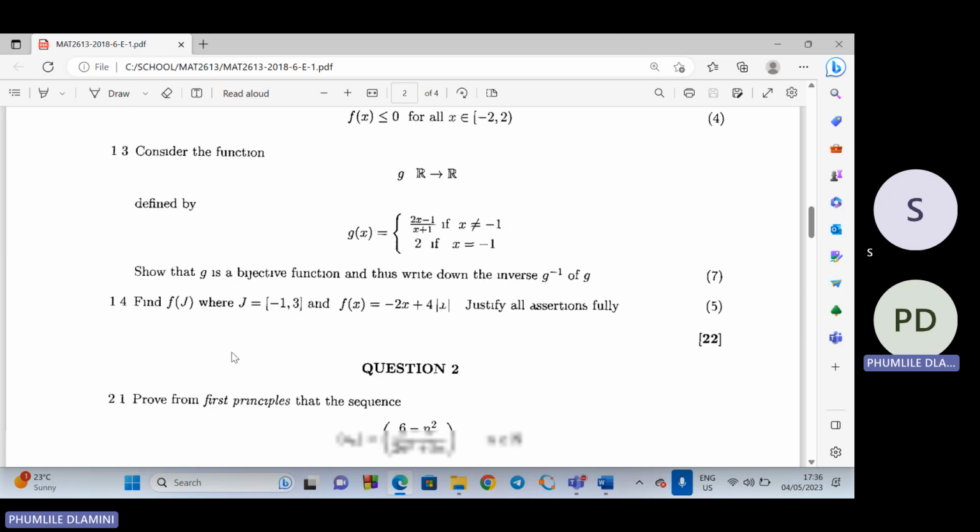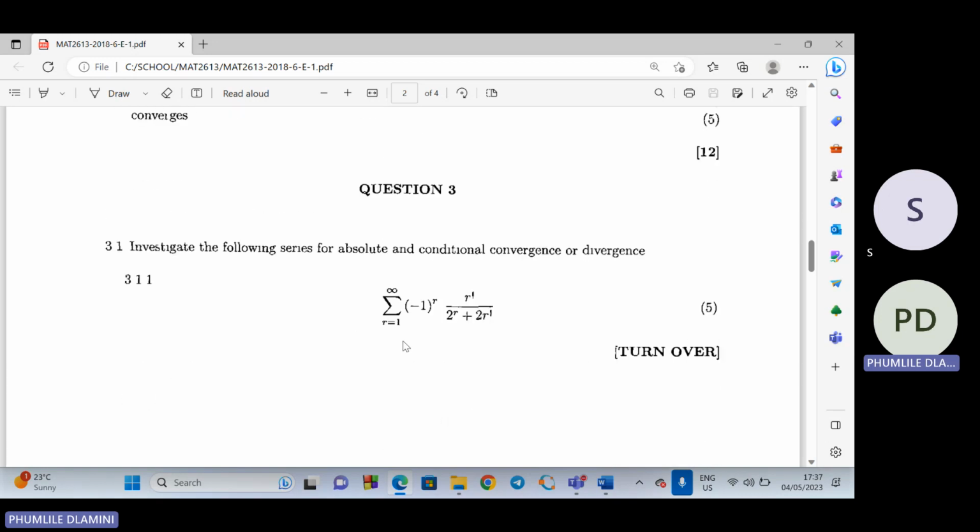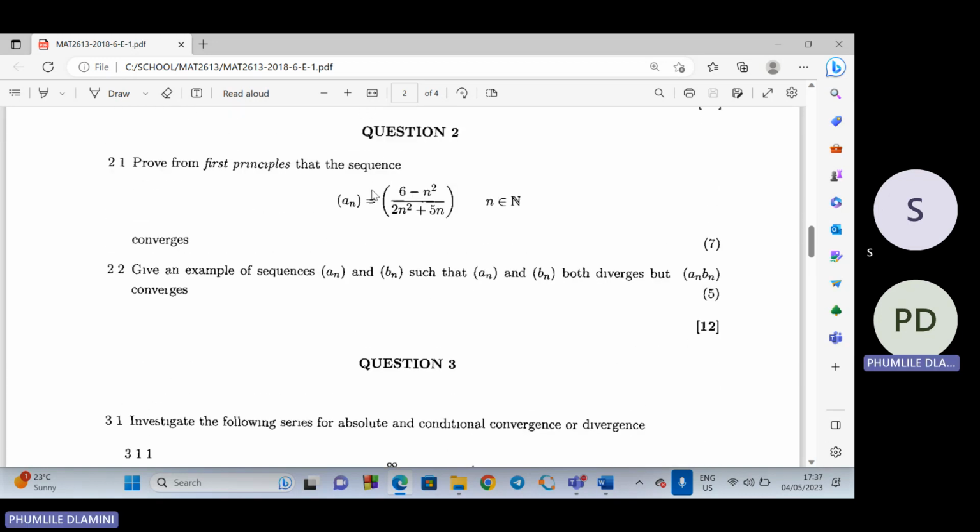Consider the functions. Let's start. This is more of the same questions. Question number 2 says: prove from first principles that the sequence an, which is 6 minus n squared over 2n squared plus 5n, is an element of the naturals and converges. So in order for you to prove this, have we done this question? I don't think so. We never did this question paper.